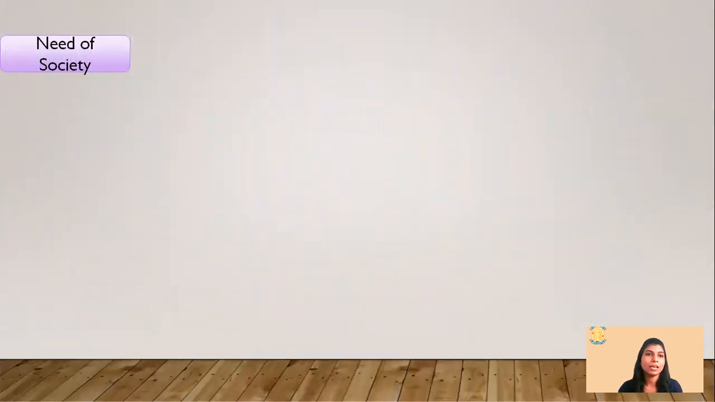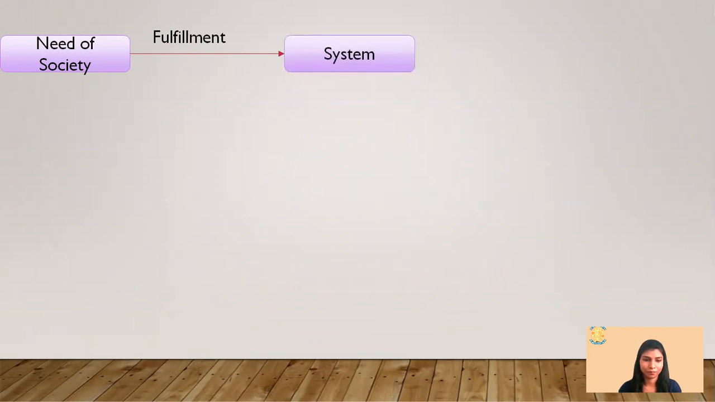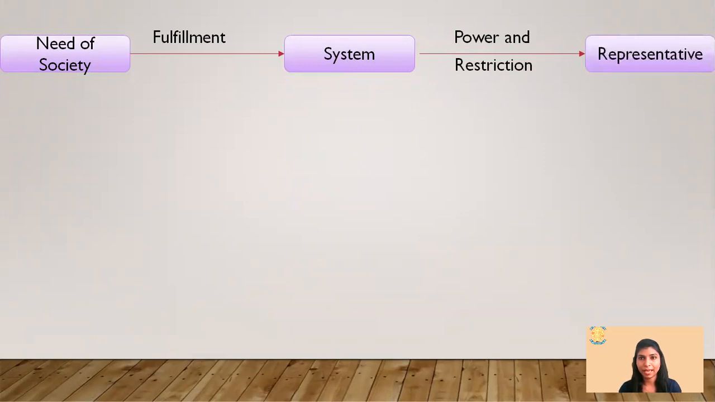So first we'll see the need of society, and for fulfillment of the need of that society, we need a system. The system will be run by a person or a group of persons, which will have powers and restrictions too. So it is known as a representative.